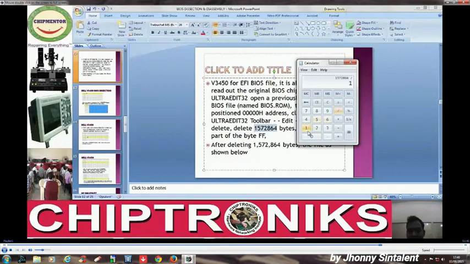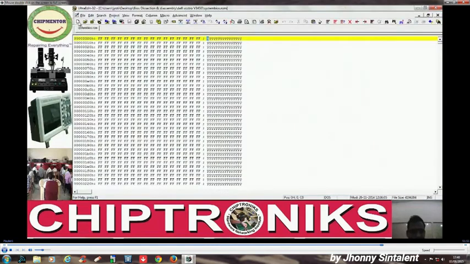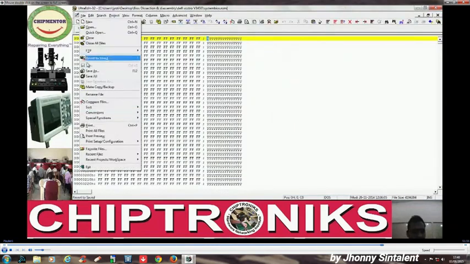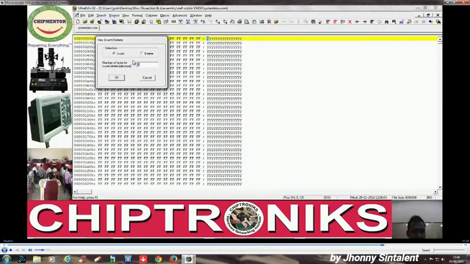1572864 is 1024, right? This one is KB 115. So we'll delete this data, 1572864 bytes from this hex. Delete.